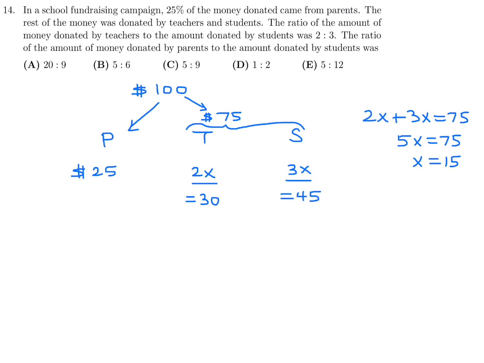Correct? So now we have to figure out the ratio of the amount of money donated by parents versus students. So P is $25, students is 45, and divide through by 5 and get 5 over 9. So 5 to 9 is the ratio. Number 14, the answer is C.